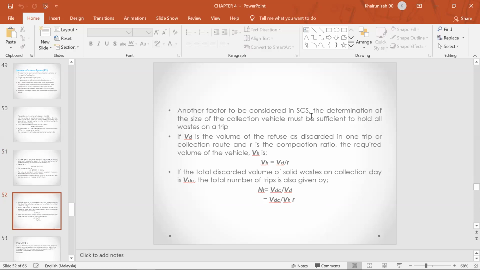Another factor to be considered in SCS is that the size of the collection vehicle must be sufficient to hold all wastes on a trip. If VD is the volume of the refuse as discarded in one trip or collection route, and R is the compaction ratio, the required volume of the vehicle, VH, is VH equals VD over R. If the total discarded volume of solid wastes on collection day is VDC, the total number of trips is also given by NT equals VDC over VD, or VDC over VH multiplied by R.